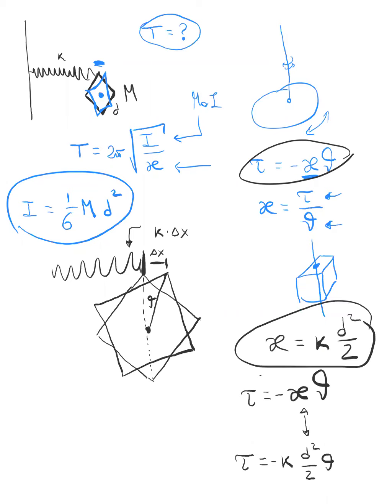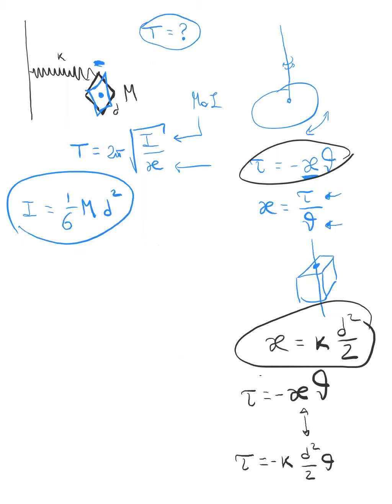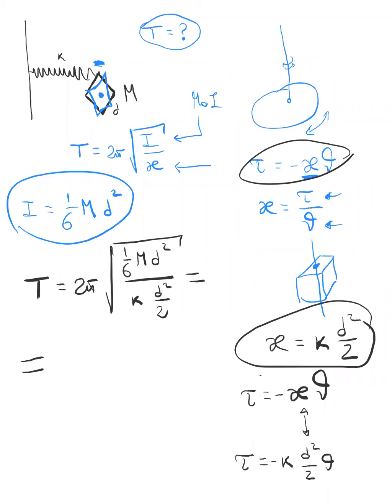Okay, so it looks like I have all the pieces that I need to compute this period. And the period is 2 pi times the square root of 1/6 m d squared divided by k d squared divided by 2, where the d squared cancels out. So it turns out I'm not really sensitive to the size of this cube. And what I get is 2 pi times the square root of m divided by 3 k.